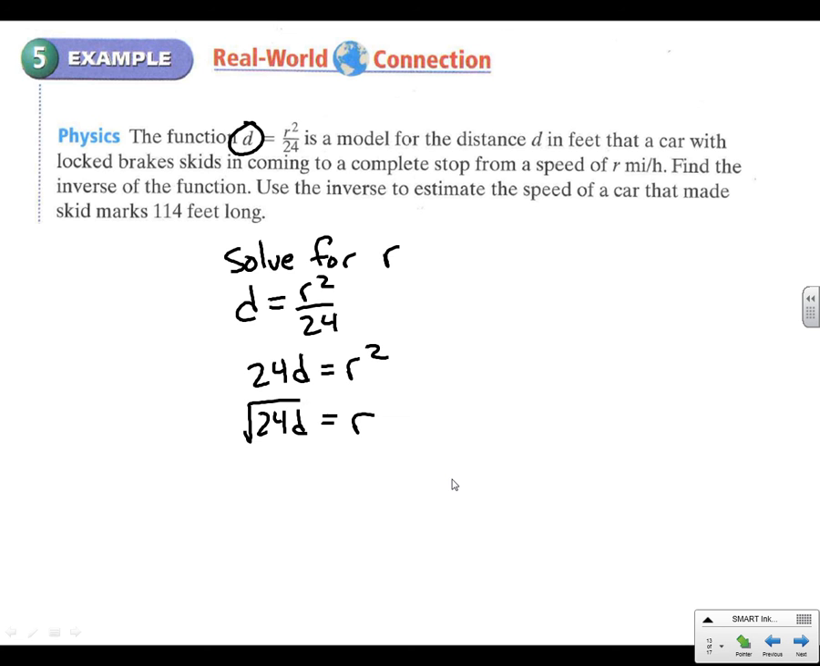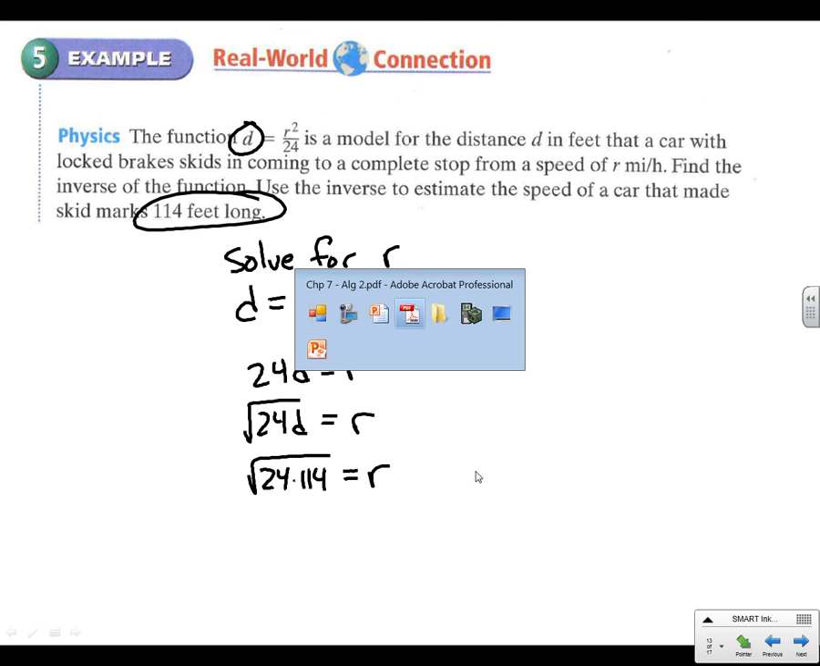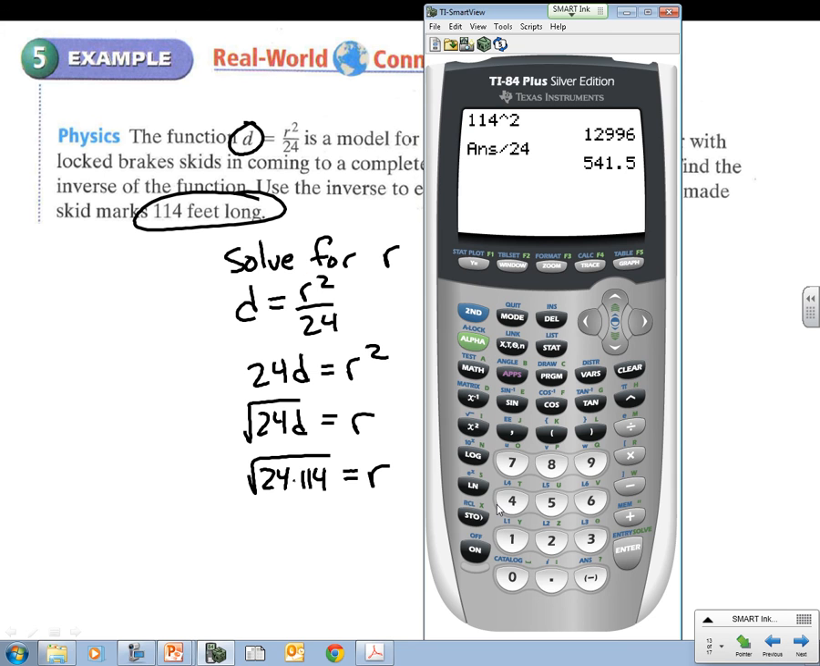d equals r, and that is really helpful if we want to figure out the speed r if we know d, because now we can just put 114 right in there for the distance, right? They're saying estimate the speed if the distance is 114, and now we can go straight to our calculator and plug that in. So 24 times 114, and we'll square root that, raise it to the 0.5, the 1/2 power, and 52.3 miles an hour is how fast that car must have been going.